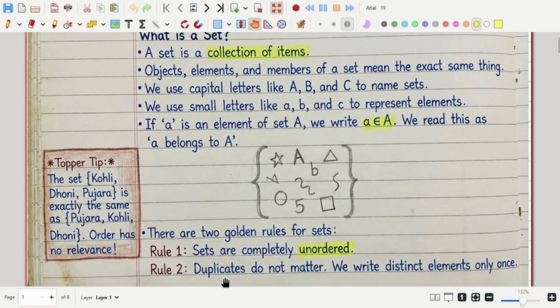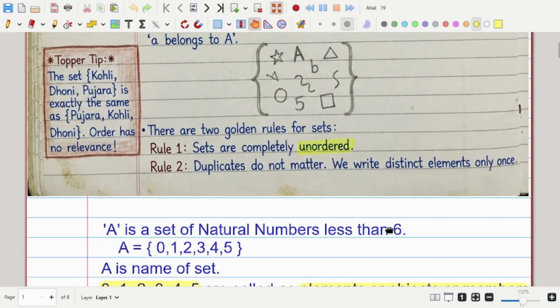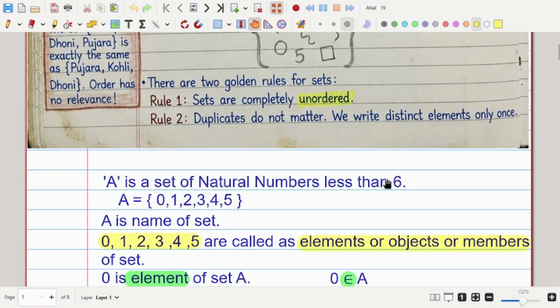And another rule is that duplicates do not matter. We write the distinct element only once. So in a set, do not repeat the element. Even though the element is repeated twice, we will count it only one time.